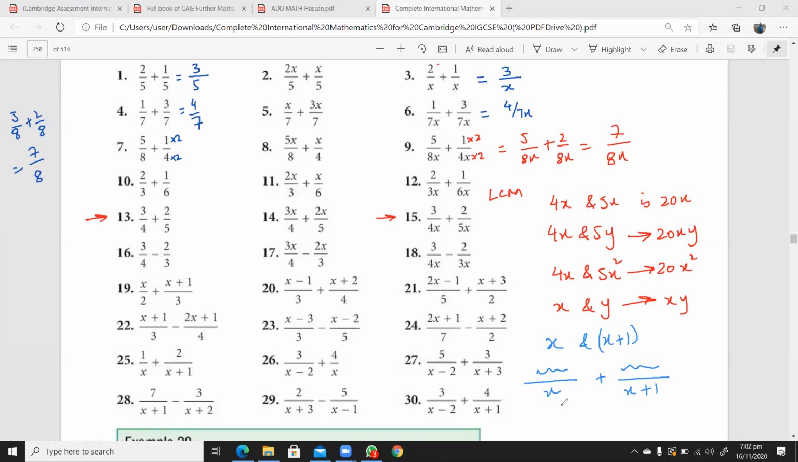Okay. So the LCM, like someone has written something in the chat. Let me see what that is. No, not 2x plus 1. Now this will be x. Let me make it more confusing for you. Just a minute.